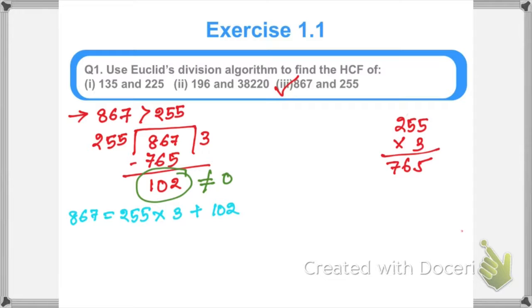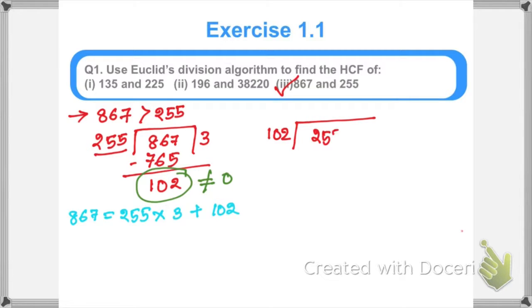Now since the remainder is not 0, we need to move further. We'll again divide it. Okay, so let's do that. What will be our new divisor? The previous remainder becomes our new divisor, that means 102. And what will be our new dividend? The previous divisor becomes our new dividend, that means 255.